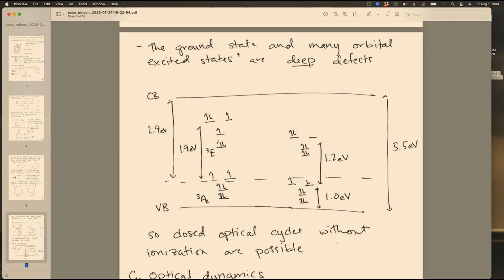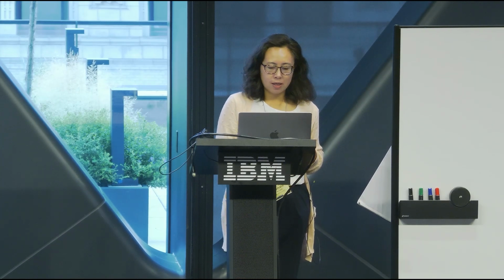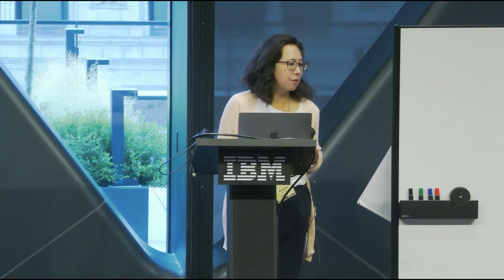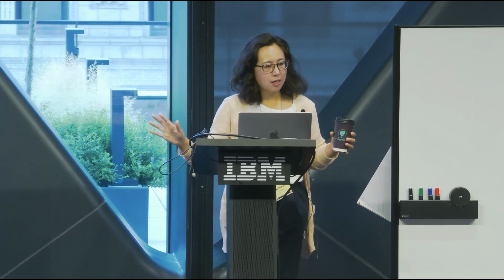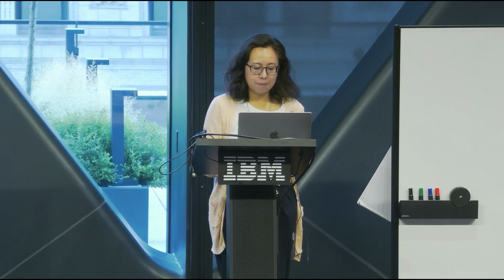OK, so the key thing, which I already sort of alluded to, is that if you look at these positions relative to the valence and conduction bands, these are extremely deep electronic defects, right? At room temperature, this guy is 3 eV away from the conduction band. That's not going to ionize. It will just stay there forever, as long as you don't shine light on it and screw things up.